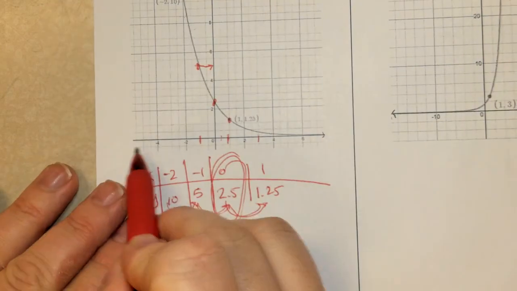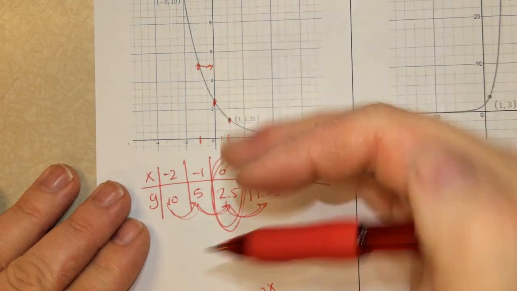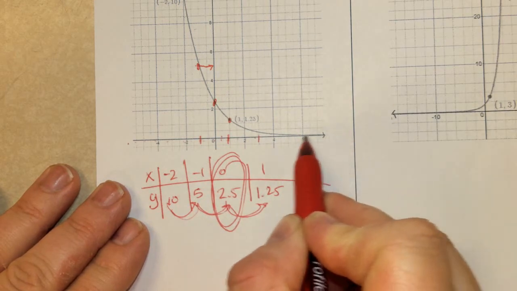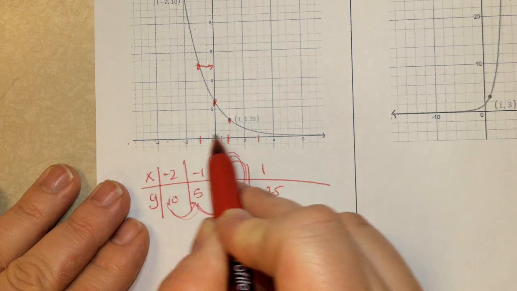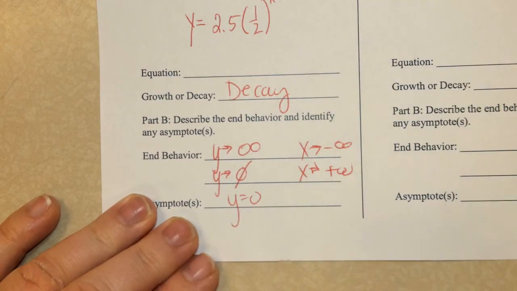Asymptote. Although we don't see any specific line, unless we transition this equation, it's never going to cross the x-axis. Now the x-axis is the same as the equation y equals 0.